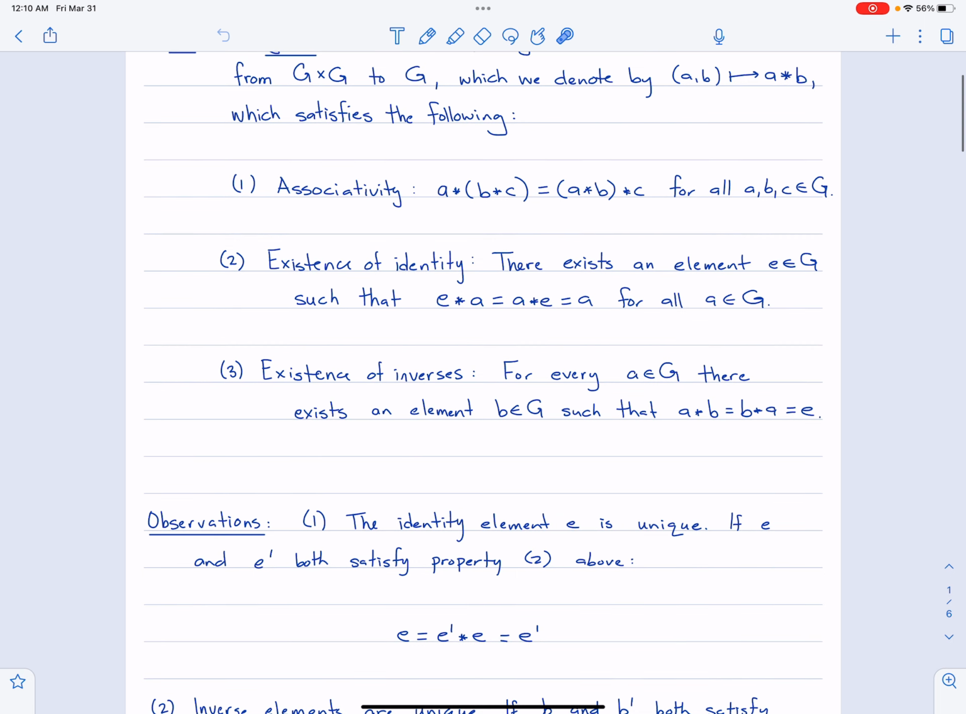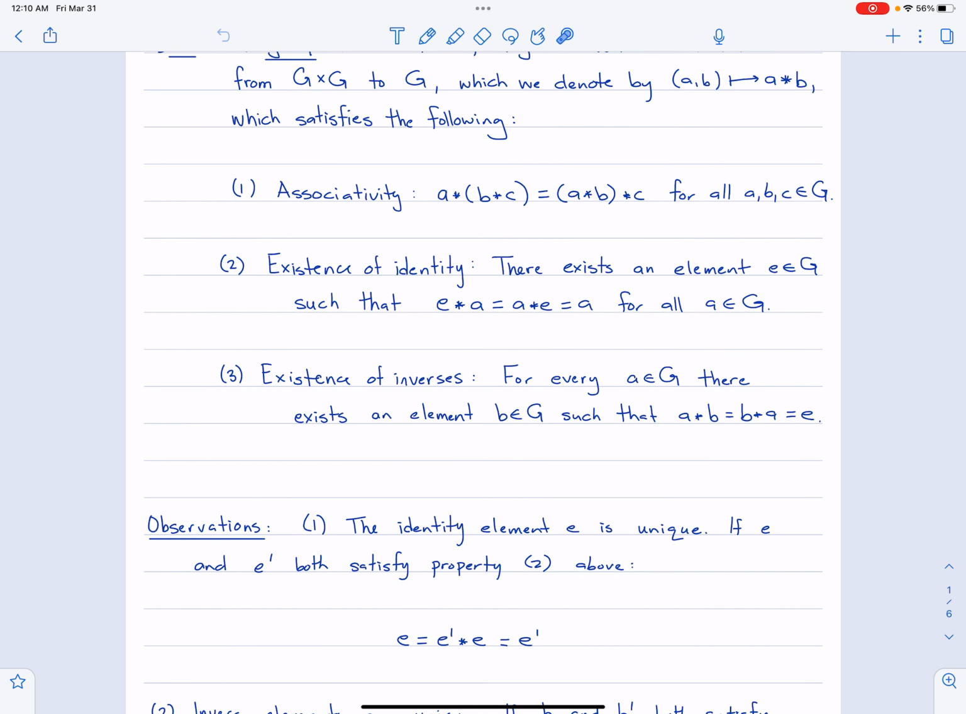So there are a few observations you might make: if you have a group, then the identity element in that group has to be unique.